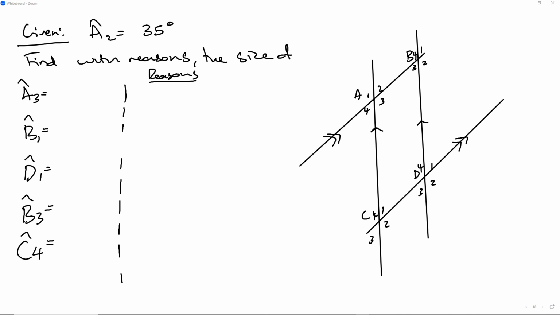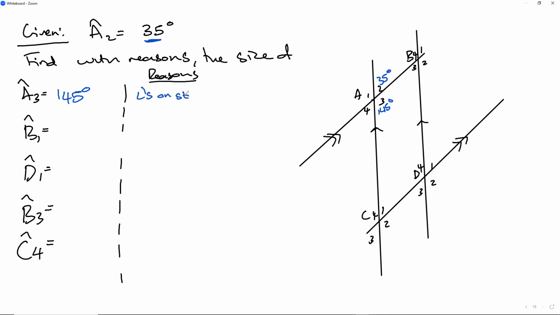All right, let's go through this one again. I'm going to go through each one here. Now, A3 is what we're going to find. A2 is 35 degrees, so let's label this over here: 35 degrees, and that's given. If I want to find A3, that's over here, those two angles add up to 180 degrees. So I know that A3 will be 180 minus 35, which is 145 degrees, and that's because of angles on a straight line.